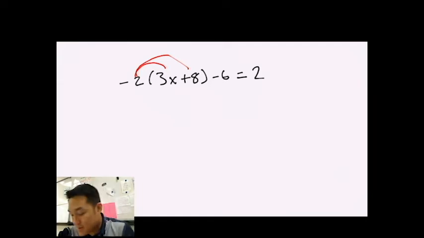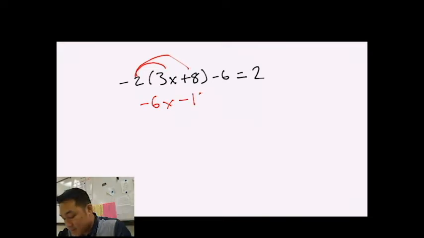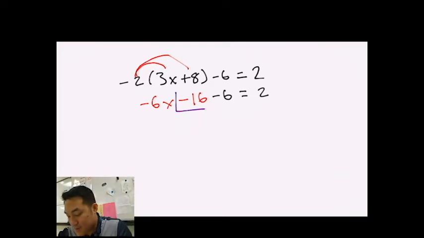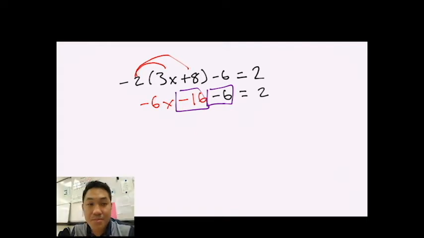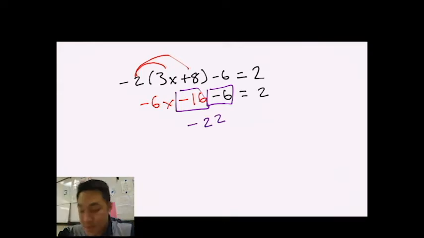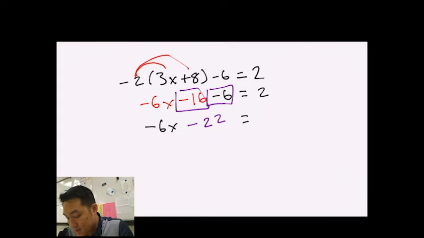So negative 2 times 3x gives us negative 6x. Negative 2 times 8 gives us negative 16. Bring down the rest. Minus 6 equals 2. Alright, and hey, look, this looks pretty complicated. Let's combine like terms. Let's simplify before we finish solving. So I'm going to combine negative 16 and negative 6. That means I'm adding those two. So negative 16 plus negative 6 would give me negative 22. Alright, let's start bringing down the rest. Okay, and then solve like normal.